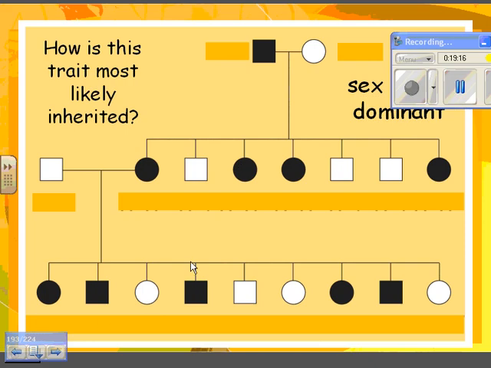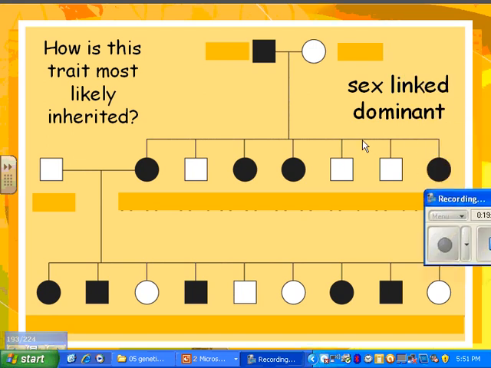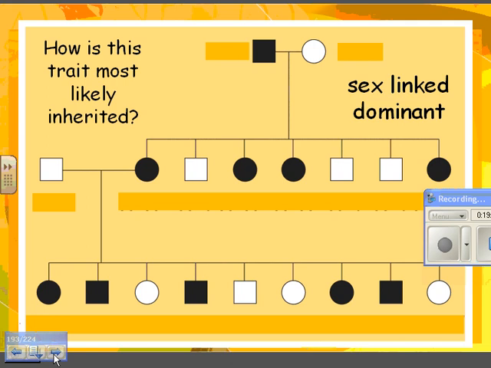How about this one? Oh, I already wrote it in. It's sex-linked dominant. Okay, so a boy has it and all of his daughters do, and a girl has it and it's evenly distributed between boys and girls. So yeah, that's looking like X-linked dominant because it's in every generation.